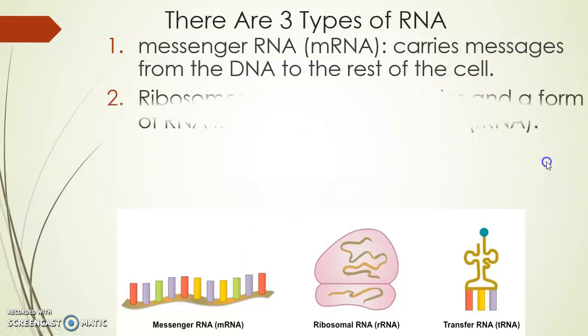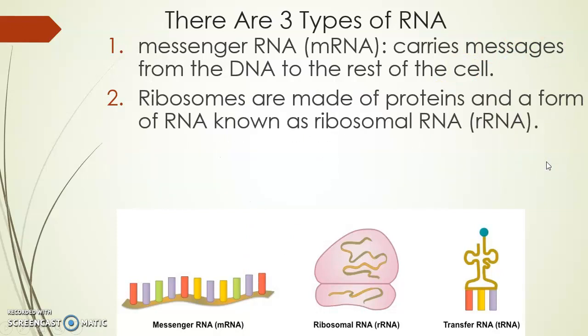The other type of RNA is going to be rRNA, and all we need to know for this class is that rRNA is what a ribosome is made out of. So here I have a ribosome.